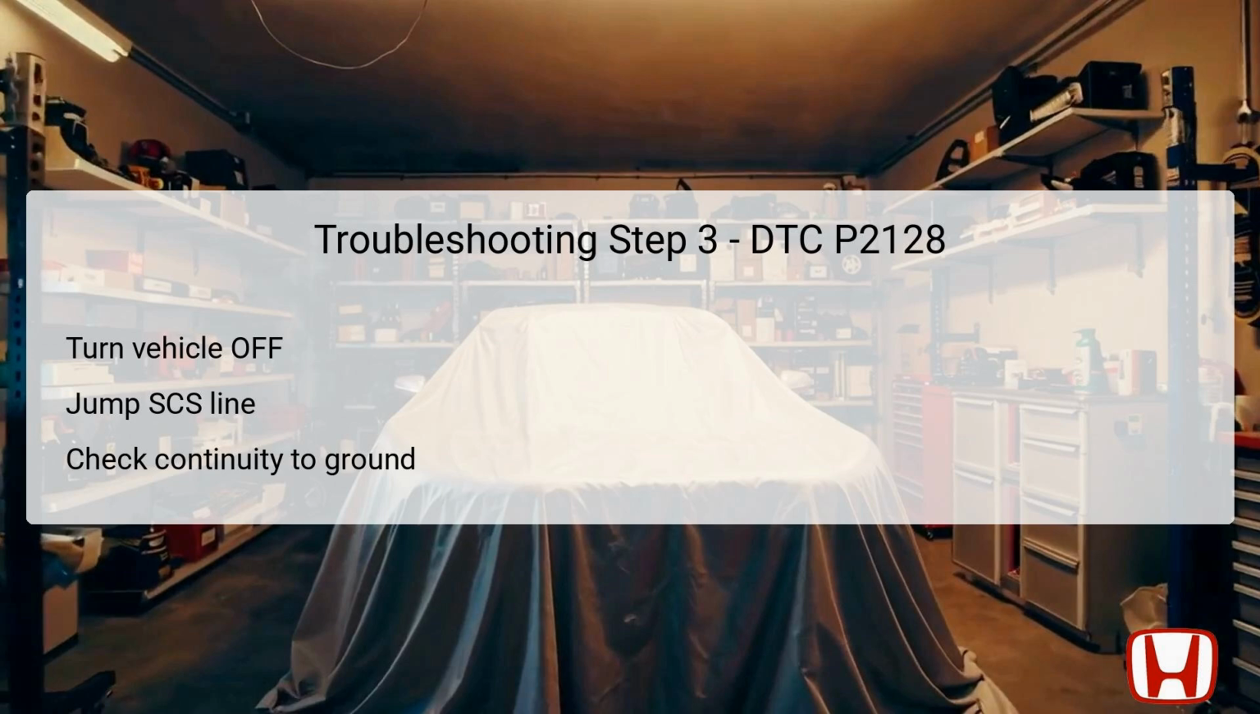Next, disconnect the PCM connector A, which typically houses 51 pins. After this, connect terminals A and B with a jumper wire. Terminal A corresponds to the APP sensor's 6P connector number 2, while Terminal B connects to body ground. This will allow you to check for continuity between the PCM and ground.